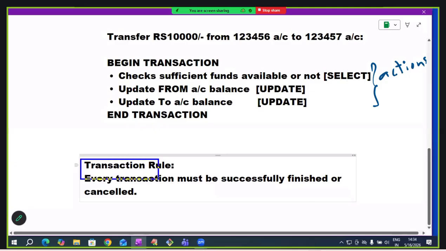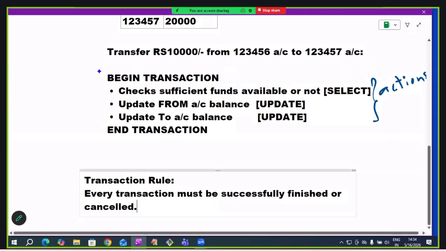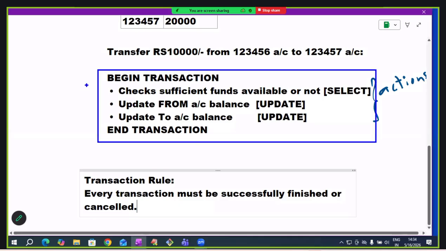Do you understand this transaction rule, sir? Understand this point clearly? The transaction must be successfully finished. According to this, this is a fund transfer transaction. Suppose checking sufficient funds available or not, available. Updated from account balance, success. Updated to account balance, success. So all actions performed successfully. If the transaction is successful, to save it, what do we need to write, sir? Commit. Commit we need to write.